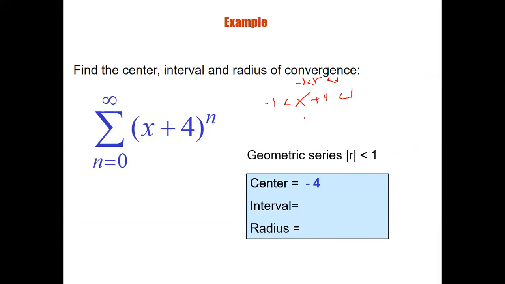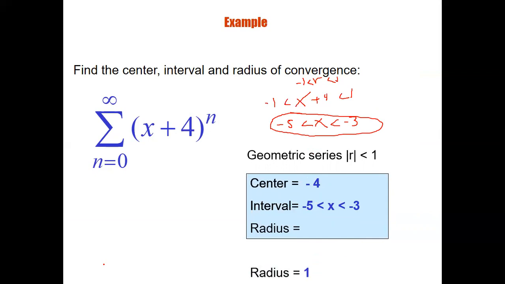And then let's do what we did earlier. I can simplify that inequality. If I subtract 4 from the one side, x is less than -3, and if I subtract 4 from the other side, I get -5. So here's my interval of convergence, which means I have a center right there at -4. And so if my center's at -4, and I'm going to -3 and -5, I therefore have a radius of convergence that is just 1.